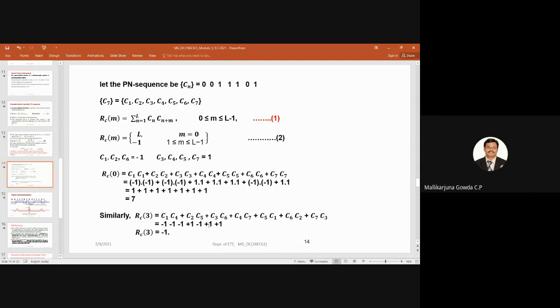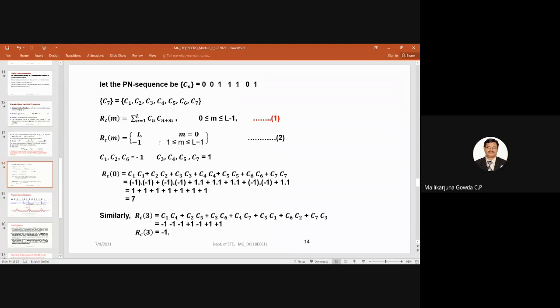Is this point clear? This product, all the terms. Here one term's subscript was a mistake. So minus 1, minus 1, minus 1, and here minus 1. So 4 minus 1s are there. Then 3 plus 1s are there. So minus 4 plus 3 will be minus 1. So RC of 3 is equal to minus 1, I'm getting.